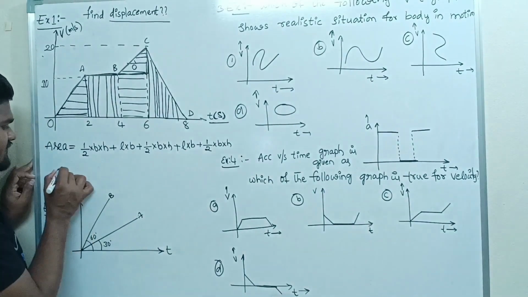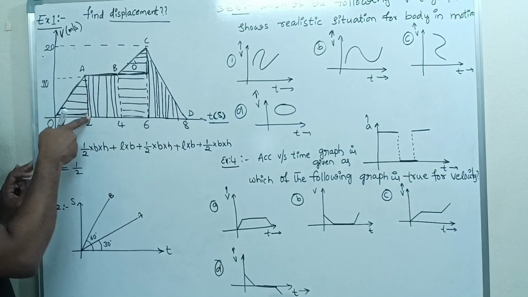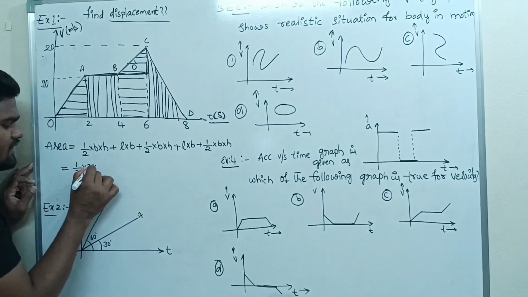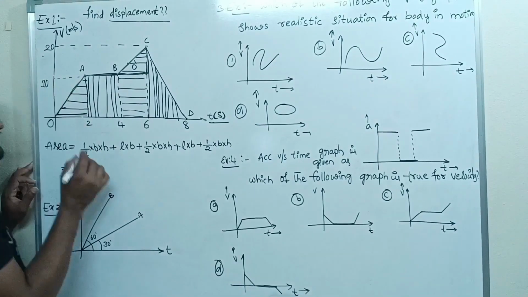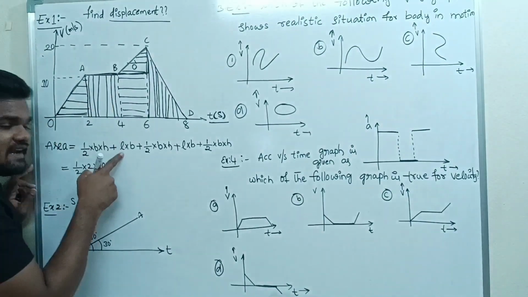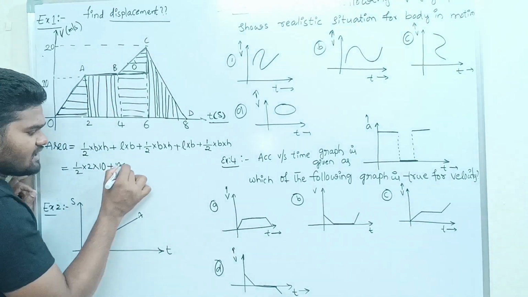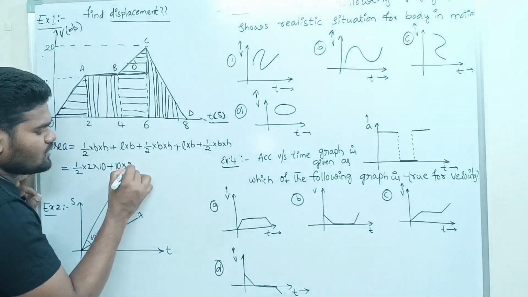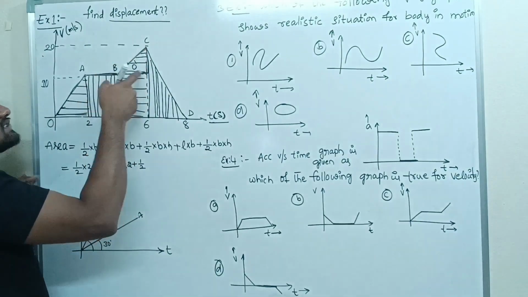Are you getting? Right. Which equals half into, in the first triangle, what is the base? 0 to 2, 2 minus 0, how much? 2, into height. What is the height of this triangle? Have a look, 10 is the height of the triangle. Plus, again, this rectangle. What is the length of this rectangle? Again, 10 is the length of the rectangle, into base. What is the base? 2 to 4, 4 minus 2, 2.